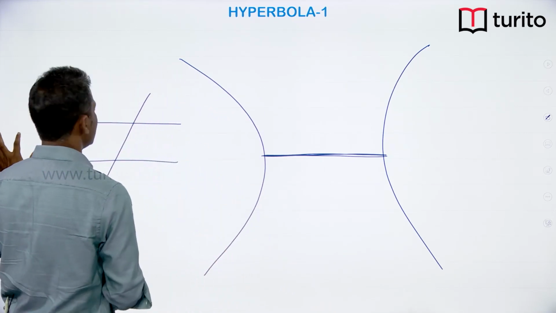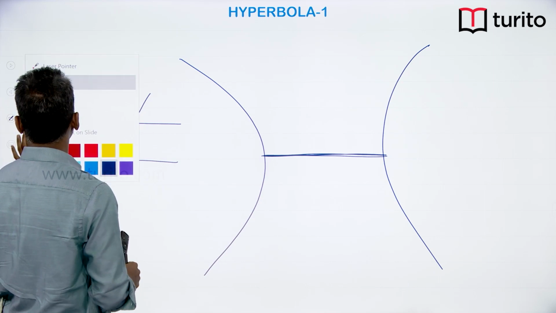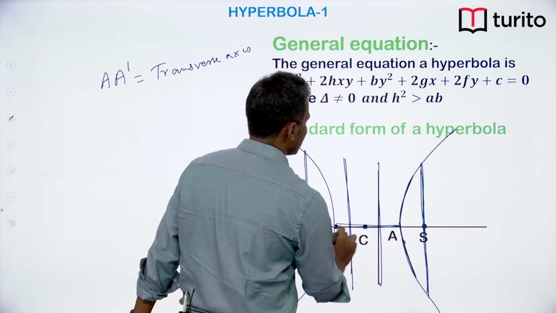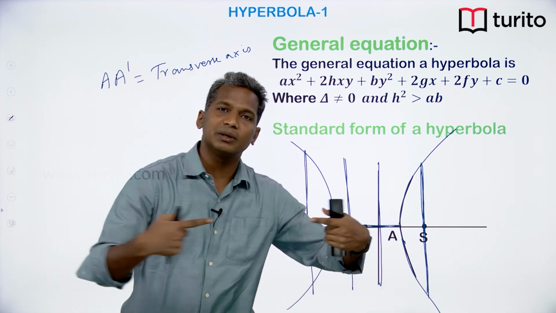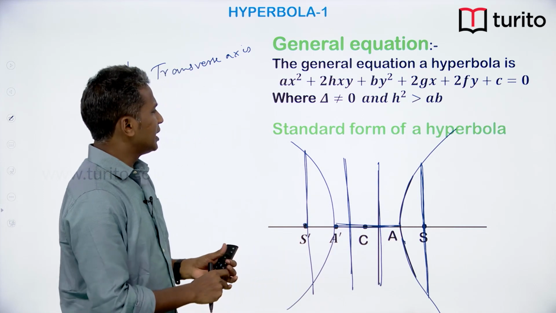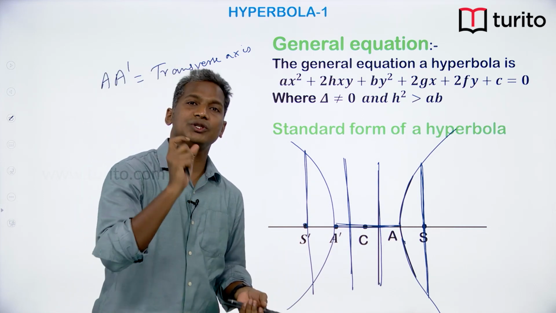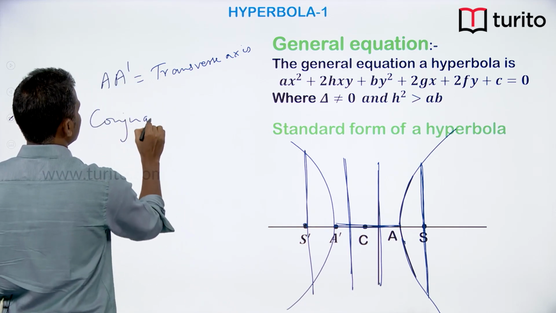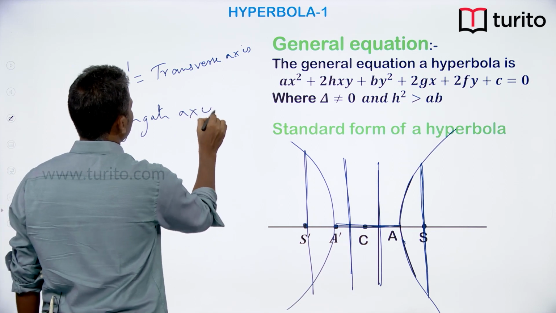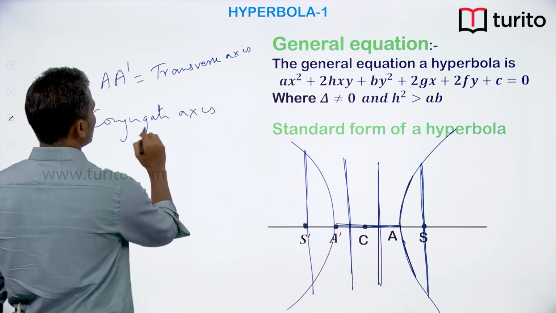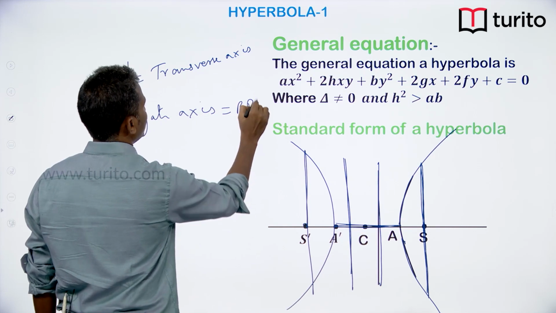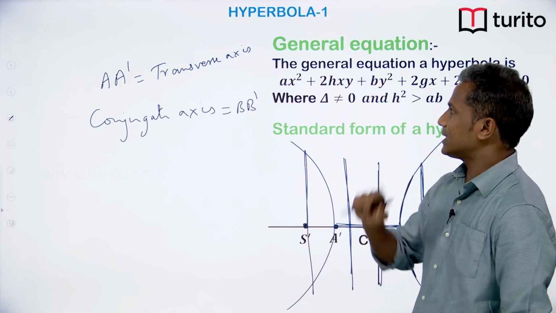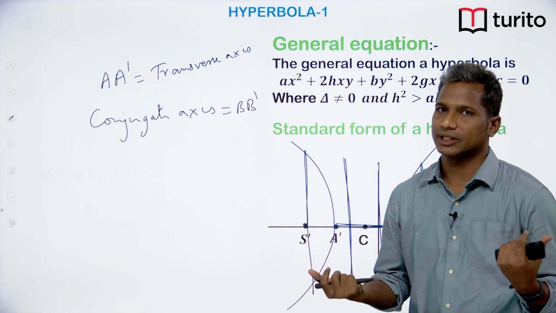Okay. So, there is a reason why we call it the transverse axis. Here is the reason. This AA dash is called the transverse axis because it is connecting both the branches. Now, there is also another axis which is called the conjugate axis. We will understand this a little later, but let us first learn the terminology. The conjugate axis is generally defined as BB dash. We will note these points a little later. AA dash is the transverse axis, BB dash is the conjugate axis.